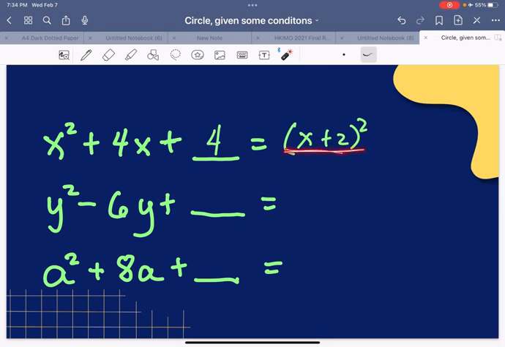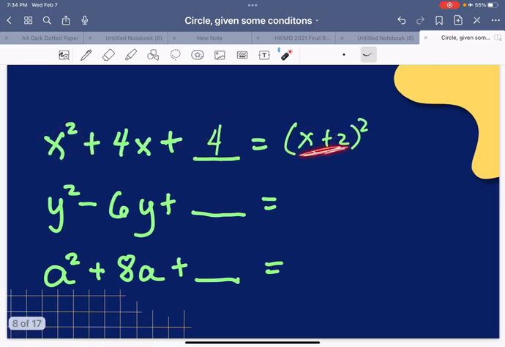So, paano naging ganito? Square root of x squared, that is x. Square root of 4, that is 2. So, since plus ang nandito, plus ang gagamitin.